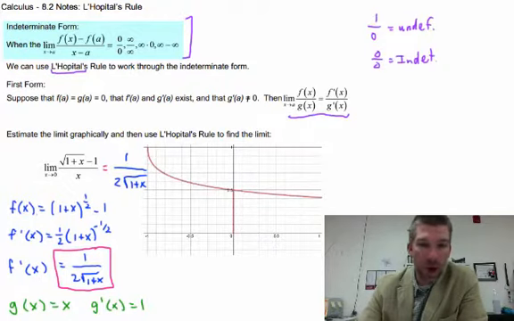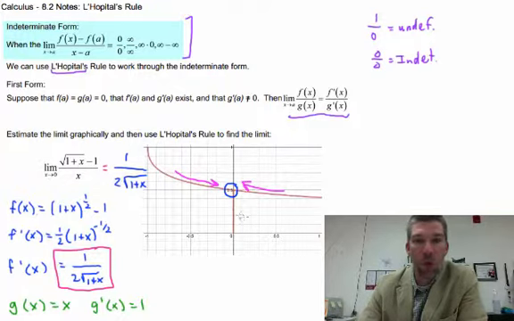So if I look at the graph of square root of 1 plus x minus 1 over x, it looks like at 0, which is where my limit is given to me to check, it's going to be a half. And if you'll notice, there is a limit there, because we approach 0 from the left, and as we approach 0 from the right, the y value, which is where that limit occurs, is really what we're interested in. And it looks like it's going to be a half.